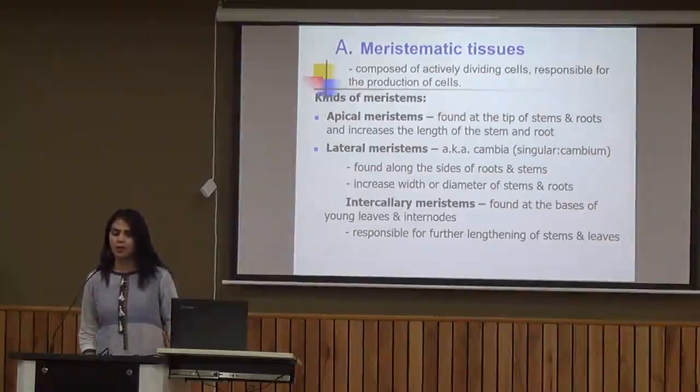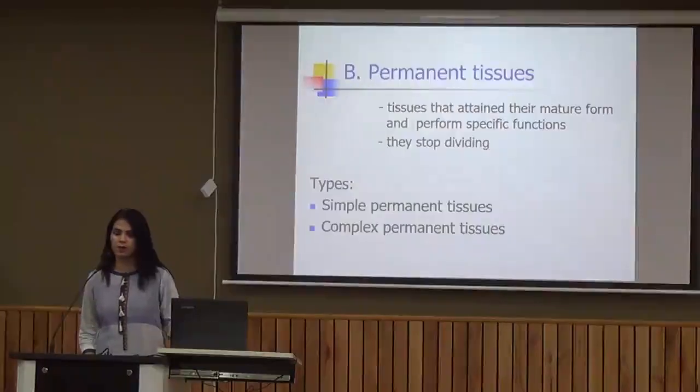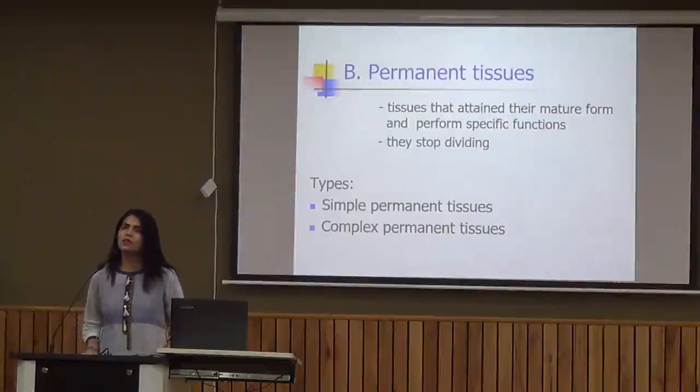Now the second type of tissue is permanent tissue. Children, when meristematic tissue loses its ability to divide, it gets converted into permanent tissue. The name of this phenomenon or process is differentiation. The conversion of meristematic tissue into permanent tissue is called differentiation.